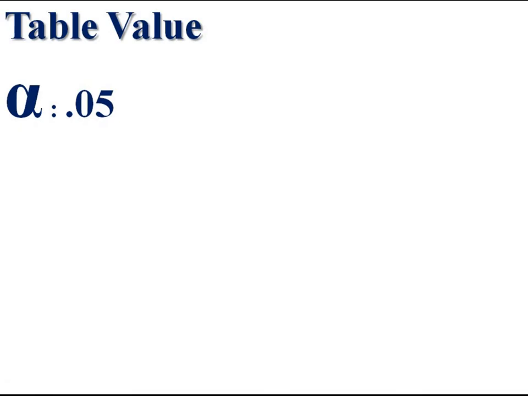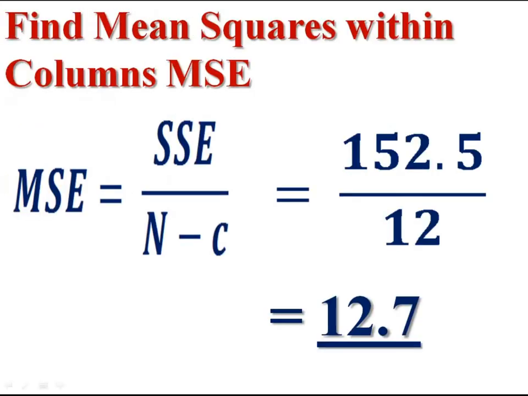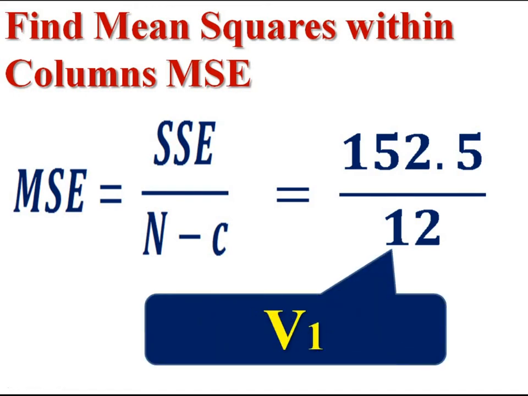Level of significance 0.05. It is an F test. We have to find degrees of freedom. For computing the F test, there are 2 degrees of freedom, V1 and V2. V1 is the denominator of the larger variance. The larger variance was MSE, 12.7, which was computed as 152.5 divided by 12. Here the denominator is 12, so 12 is our V1.